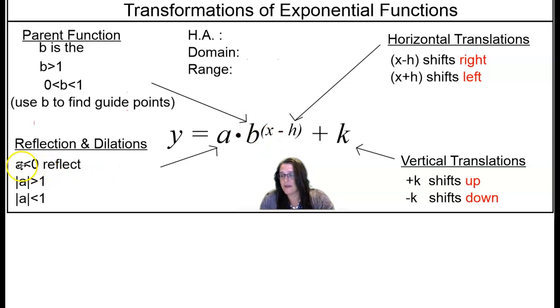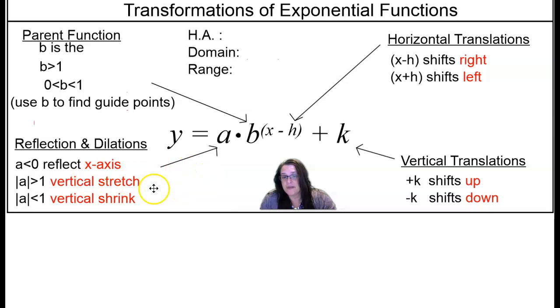A less than 0 is a reflection in the x-axis. So when your a is negative, your graph flips over the x-axis with a vertical reflection. When your a in absolute value is greater than 1, that's going to be a vertical stretch. And when the absolute value of a is less than 1, that will be a vertical shrink.